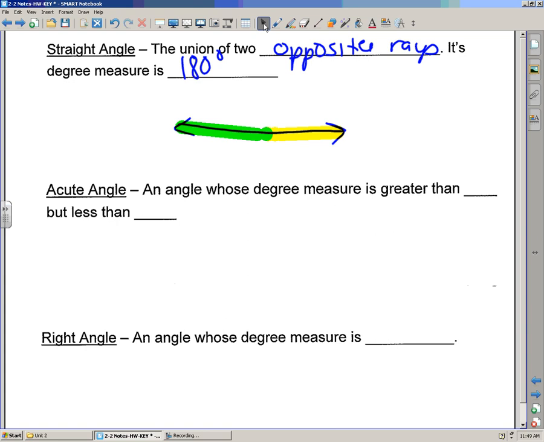An acute angle, probably taking you back to elementary school. An acute angle is an angle whose degree measure is greater than 0 degrees, but must be less than 90 degrees. So when you draw an acute angle, don't forget, angles are made out of rays. You must have arrows on the end of them. Then you've got some sort of measure inside here that is between those two, 0 and 90, and here's an example, 42 degrees.